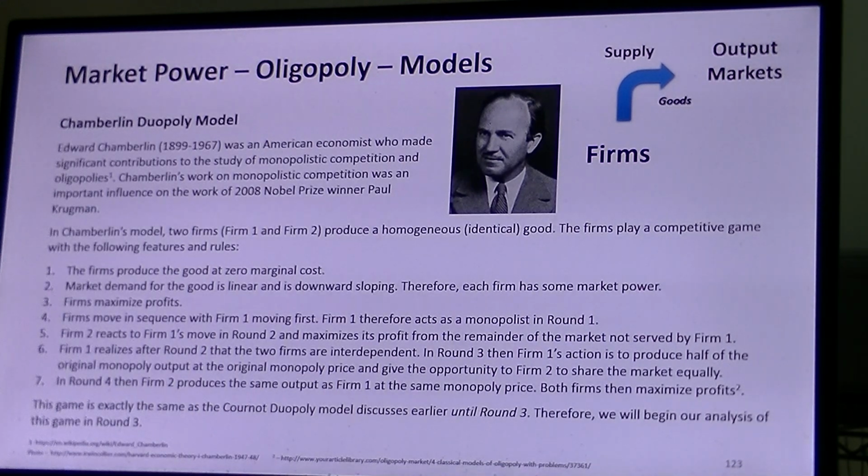So now we're going to look at the Chamberlain duopoly model. The Chamberlain duopoly model is of interest because the difference between that and the Cournot game is that the two firms know the impact of their move on the other firm. So that's the game that Chamberlain had here.